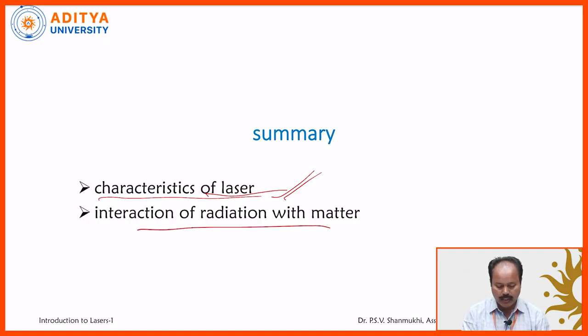And afterwards, in this one we have discussed the interaction of radiation with matter. What are the interactions between radiation, meaning light, and the material? 3 types of interactions we have discussed: absorption, spontaneous emission and stimulated emission. These things we have covered in this one.